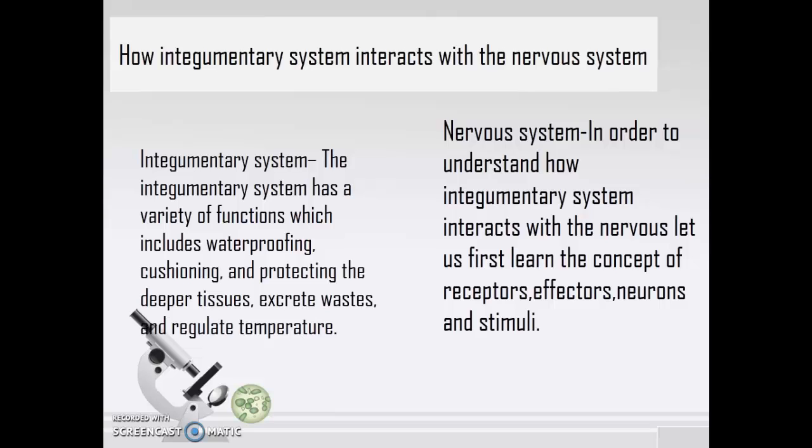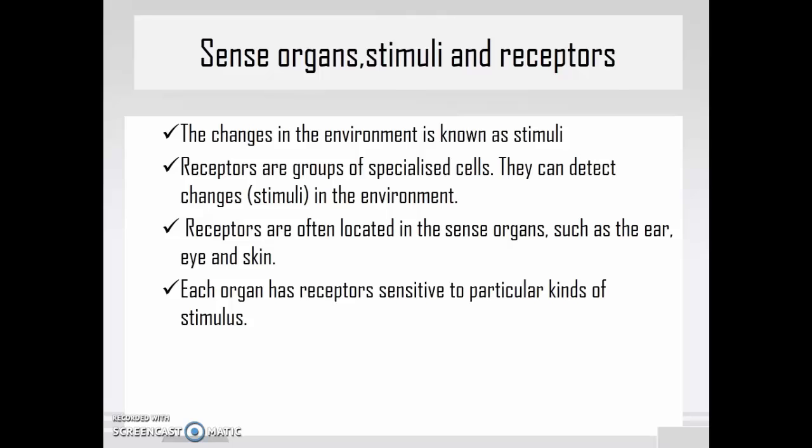That is the concept of receptors, effectors, neurons, stimuli. Now, what is a stimulus? The changes in the environment are known as stimuli. Through eyes, we can see whether the light is dim or very bright. Through ears, we can know whether the sound is very low or very high, whether we need to term it as a murmur or as noise. So those are stimuli.